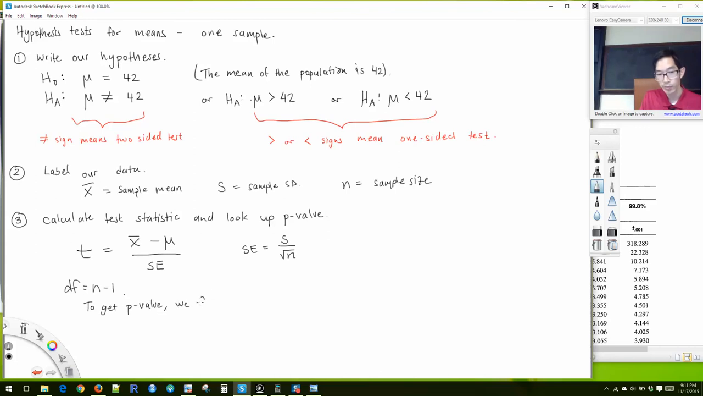we find where our t, quote unquote, fits in. And the p-value, or the tail area, is the corresponding column headings. So the tail area is the corresponding column headings.